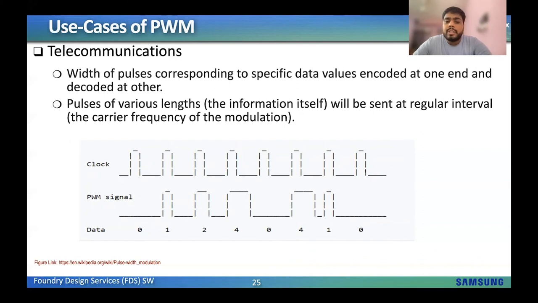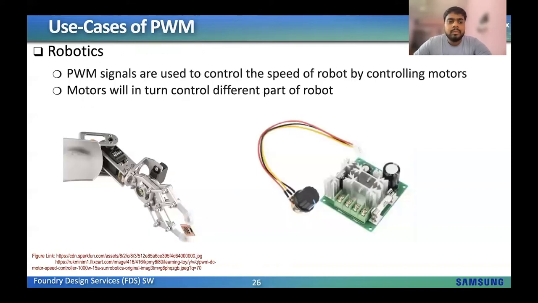And one more important thing is that here the PWM signal is the information as well as the carrier both. So that is one of the advantages: it allows the use of the PWM clock signal also as a carrier.